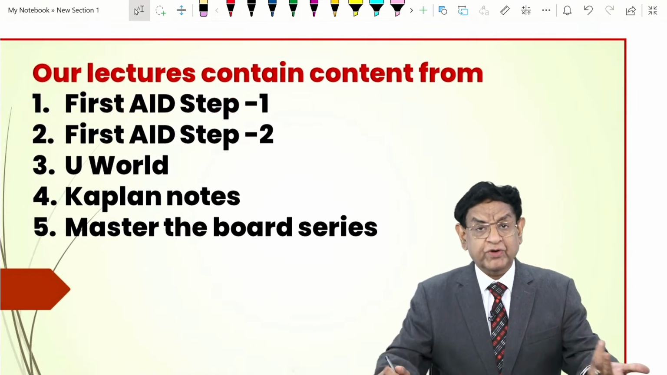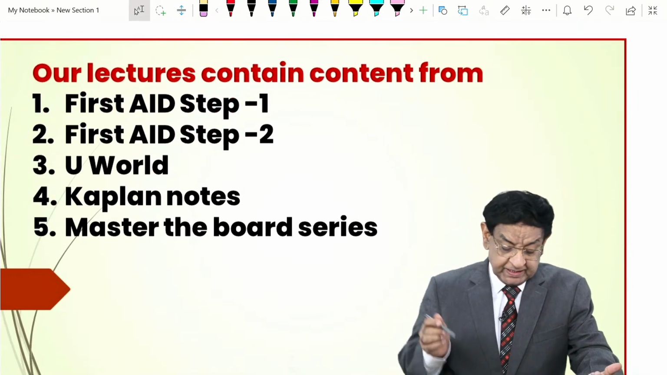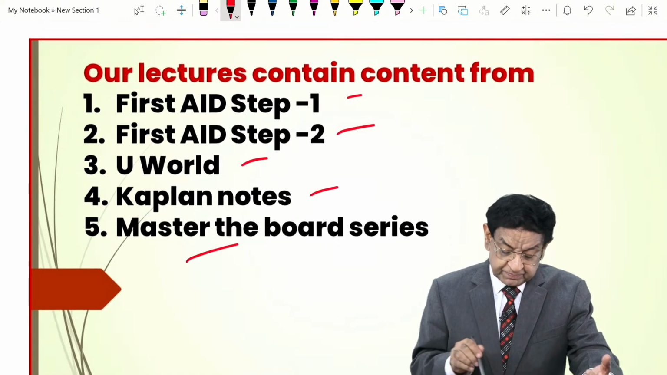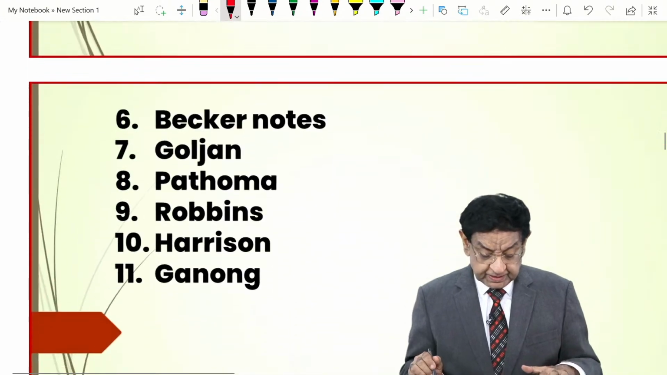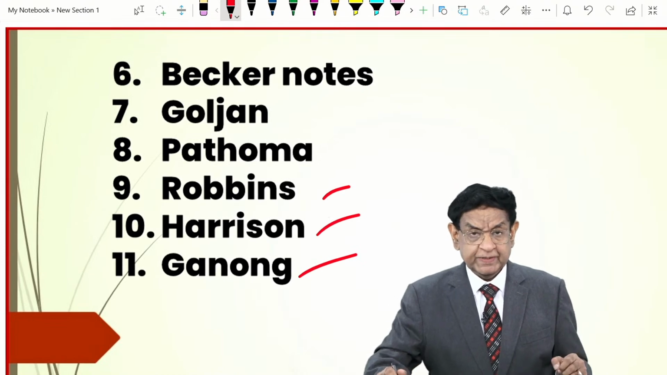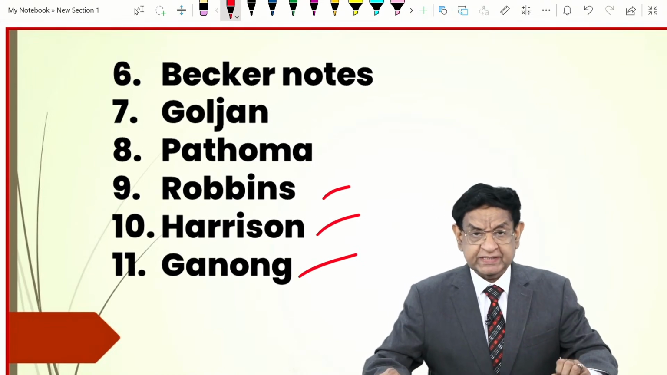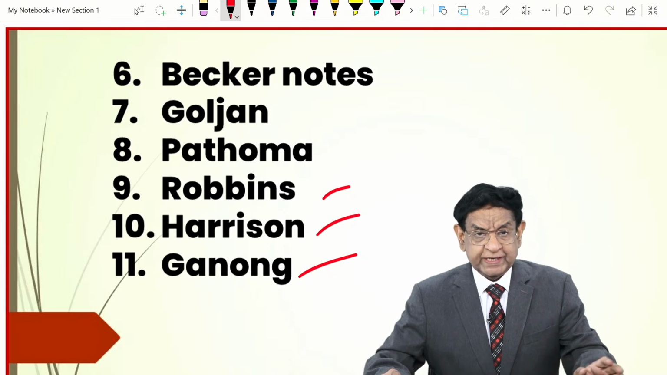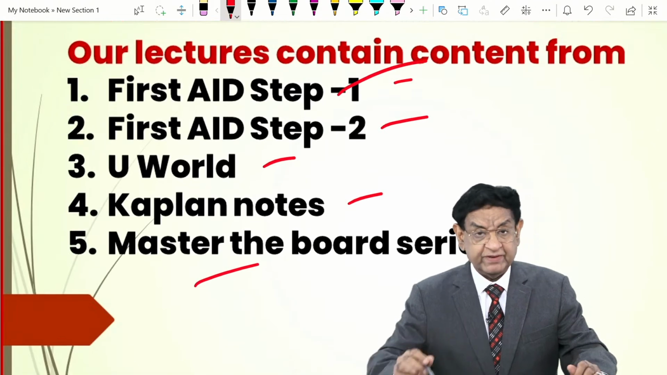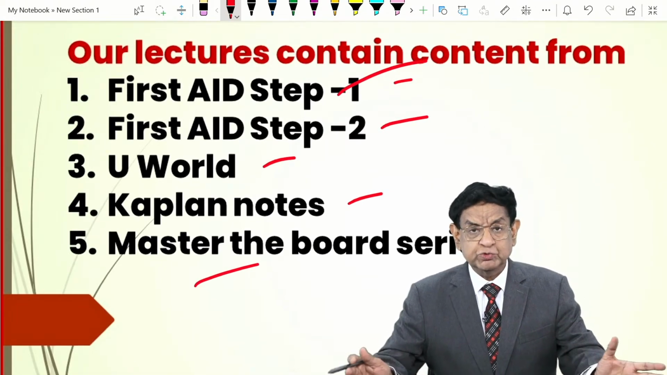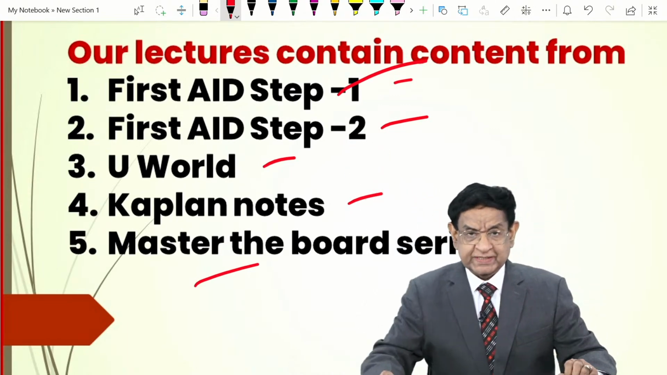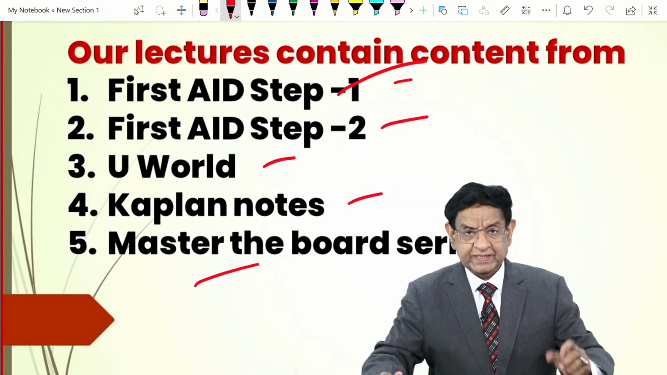Now, where has the content been created from? Books like First Aid Step 1, Step 2, UWorld, Kaplan Notes, Master the Boards series, Becker Notes, Goljan, Pathoma, Robbins, Harrison, Ganong are the sources from which the content has been imbibed and ultimately created. So you don't need to read anything else. People read First Aid and say it's a very good book, beyond doubt. But it is too scattered: anatomy at one place, physiology at another, pharmacology at another. Everything has been gathered in one place in my lectures.